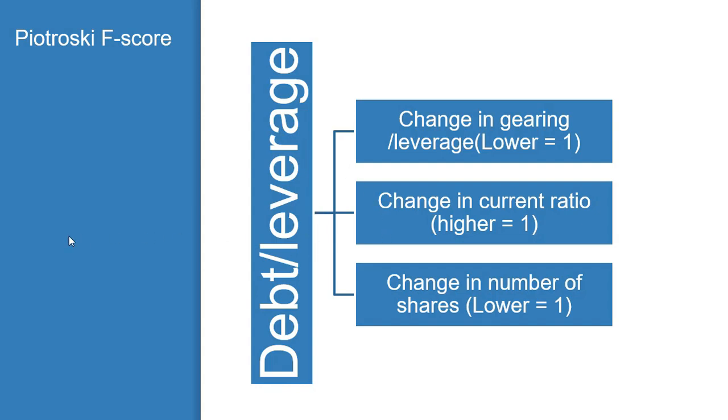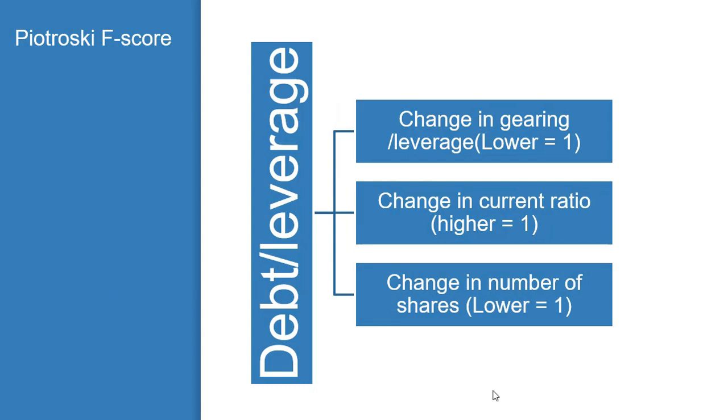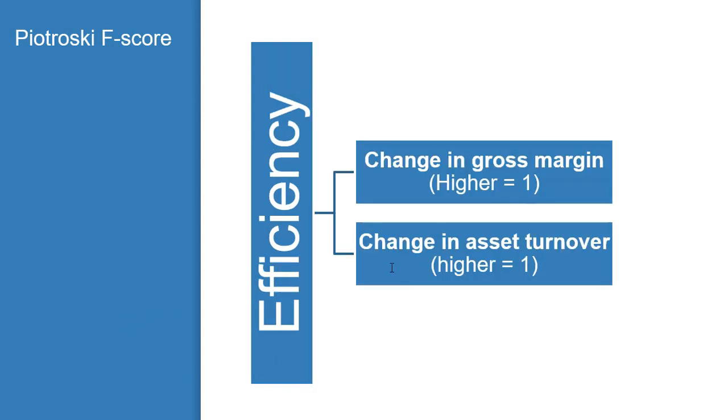So what Piotroski is doing now is he's looking for a profitable company that is getting more and more profitable, and doing so with less and less leverage. So that is two key components here. The last one is the efficiency.